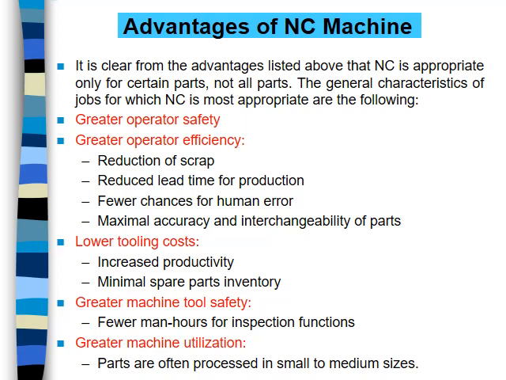NC and CNC machines are getting a lot of attention in modern manufacturing industries due to their several advantages. Some of the advantages compared to conventional machining are greater operational safety, greater operation efficiency, reduction of scrap, reduced lead time for production, fewer chances of human error, maximum accuracy of interchangeability of the parts, lower tooling costs, greater machine tool safety, and greater machine utilization.